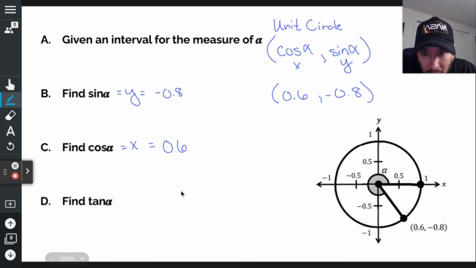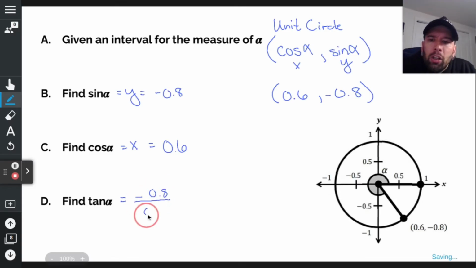Now to find tangent, we do sine divided by cosine. So tangent is going to be negative 0.8 divided by 0.6. That's the same thing as basically saying 8 over 6, which is 1.2? No, 1.3 repeating. So my tangent is going to be negative 1.3 repeating, or negative 1 1/3. Okay?